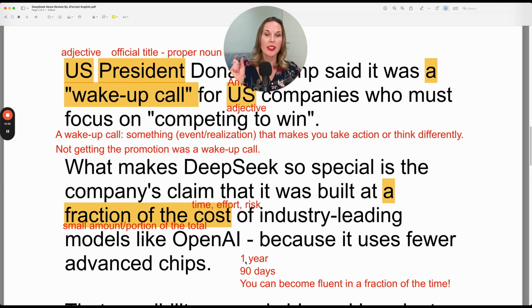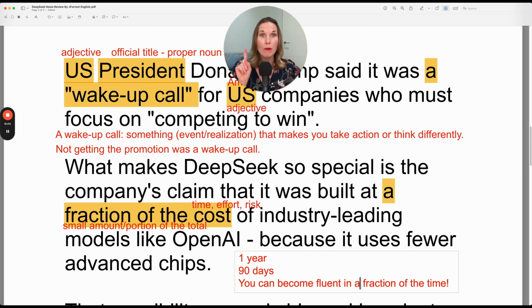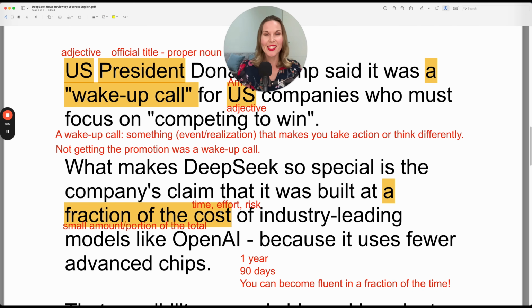Let's say it takes 1 year to reach a high level of fluency, we'll say, for the average person. But then there's a software, a program, or a service that says you can become fluent in 90 days. It might say you can become fluent in a fraction of the time because it's a small amount compared to the total, which is 1 year. So you need to use this a fraction of and then something: the time, the cost, the effort, the risk. So hopefully these lessons help you improve your English in a fraction of the time.